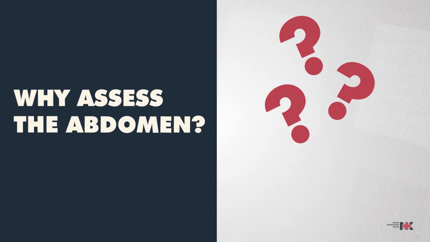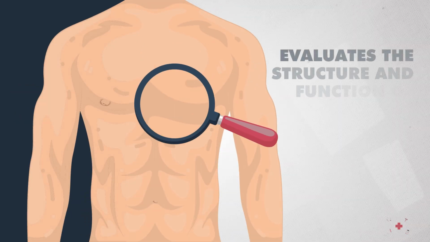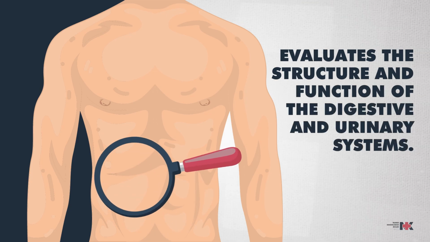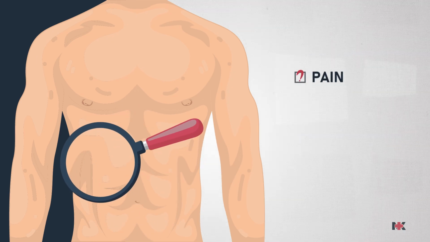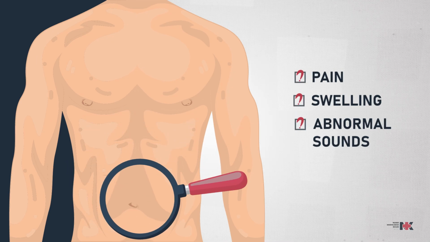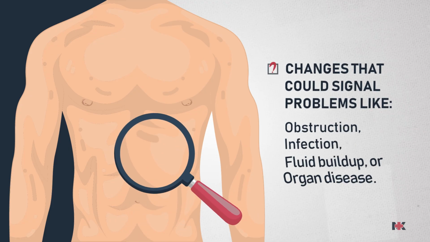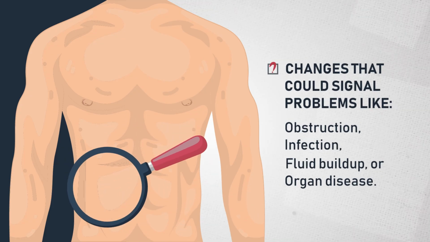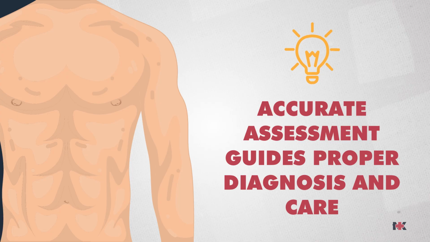Why do we assess the abdomen? An abdominal assessment evaluates the structure and function of the digestive and urinary systems. Nurses do this to detect pain, swelling, abnormal sounds, or changes that could signal problems like obstruction, infection, fluid buildup, or organ disease. Accurate assessment guides diagnosis and care.